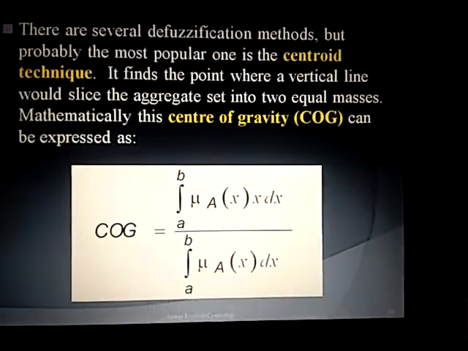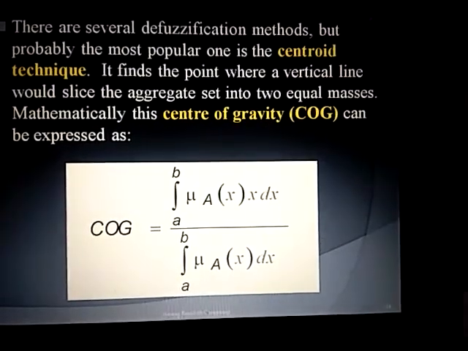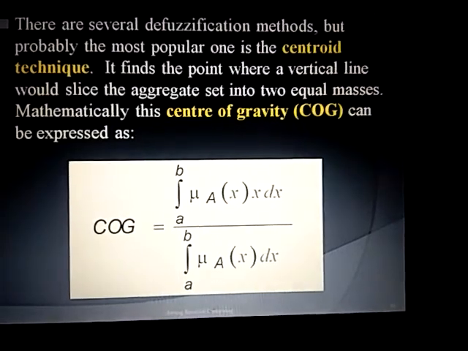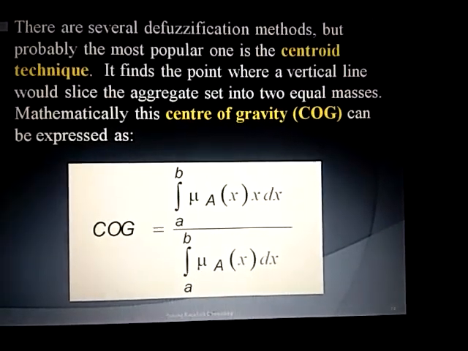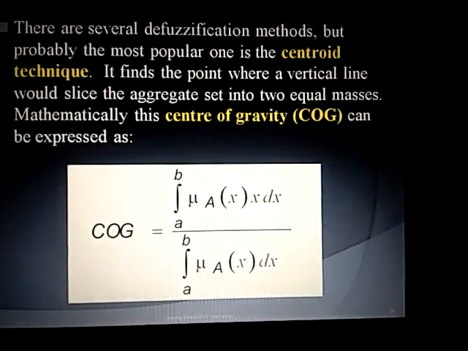There are several defuzzification methods, but probably the most popular one is the centroid technique. It is used to find the point where a vertical line would slice the aggregate set into two equal masses. Mathematically, this center of gravity can be expressed as this.